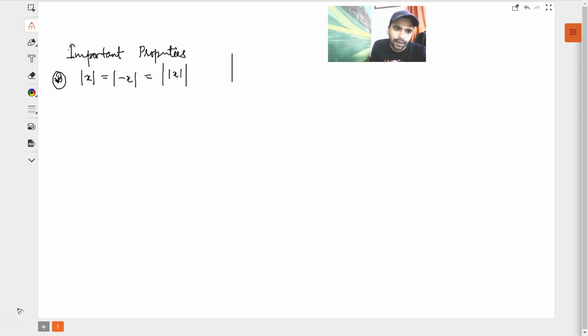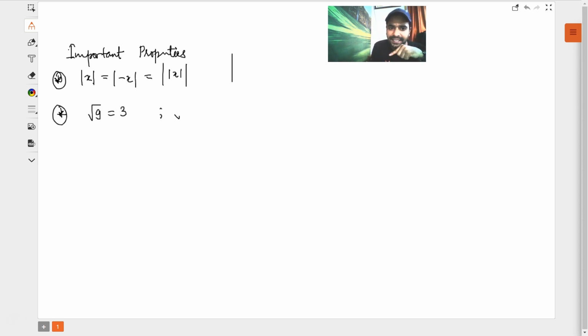Great, super. One more thing which I told you guys in the earlier videos also is that whenever you want to write root of 9, you write it as 3, not plus minus 3. I told you guys, right? Whatever the output of under root is, it has to be positive.